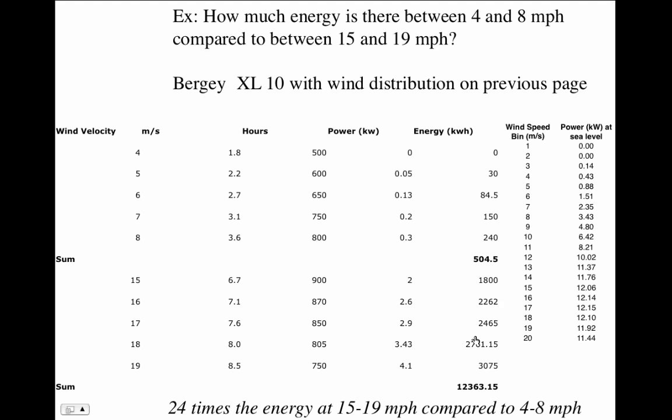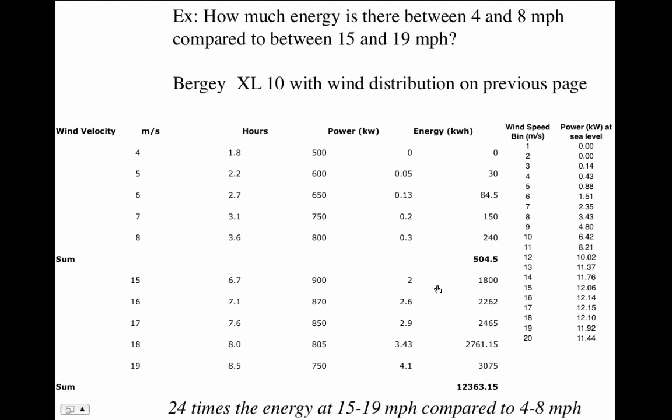Let's see. So what are we looking at here? We're looking at how much energy there is between 4 and 8 miles per hour compared to between 15 and 19 miles per hour, looking at using the Berge wind power curve. So if we looked at 4 meters per second wind velocity, and the power is 500 watts. Well, what this is showing is that with the Berge, with the wind between 4 and 8 miles per hour, you've got about 500 kilowatt hours that were produced.